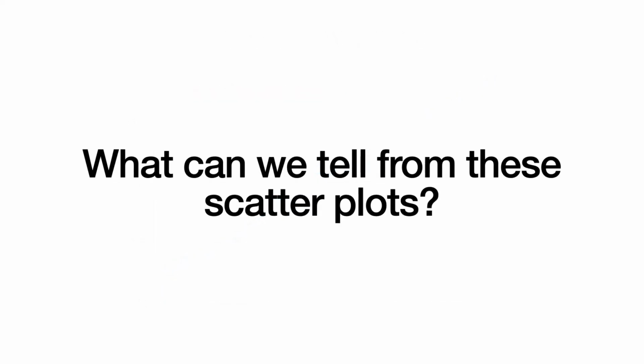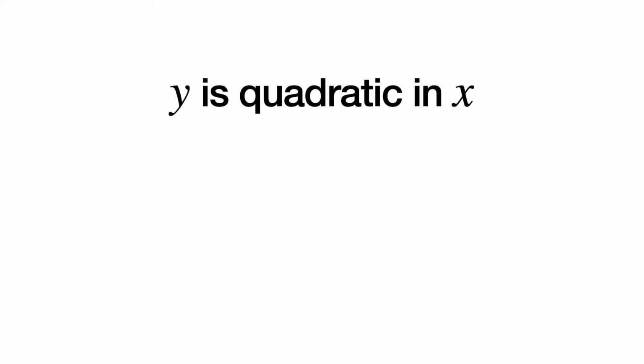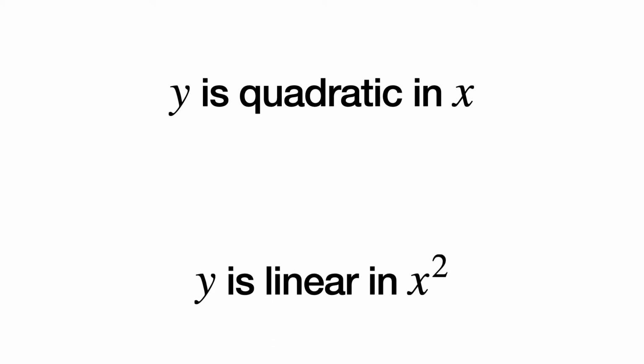And so what can we tell from these scatter plots? Well, I think we can tell that first, y is quadratic in x. Also, y is linear in x squared.